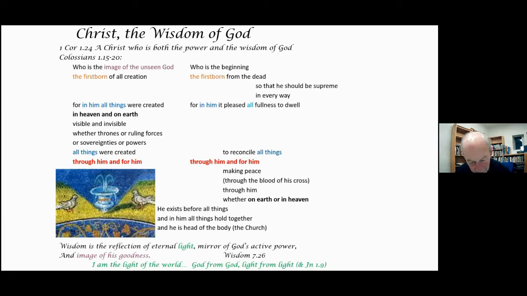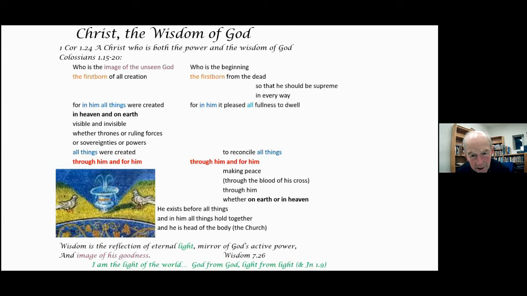Then, the firstborn in each panel. On the left, the firstborn of all creation. On the right, the firstborn from the dead. Christ is the firstborn in every way. Firstborn in creation, the firstborn from the dead.